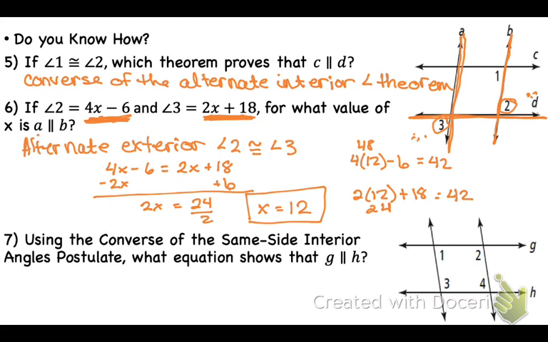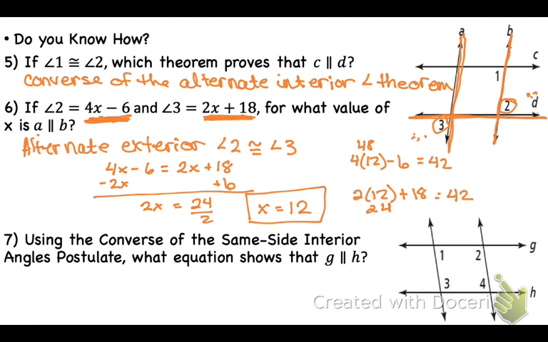You guys ready to go to the next one? Okay, using the converse of the same side interior angles postulate. Okay, first of all, same side interior angles are what if the lines are parallel? Congruent. Wait, no, same side interior, sorry. Supplementary. So that means they equal what? 180. So I need to have all that in my head. I haven't even read the question yet, have I?